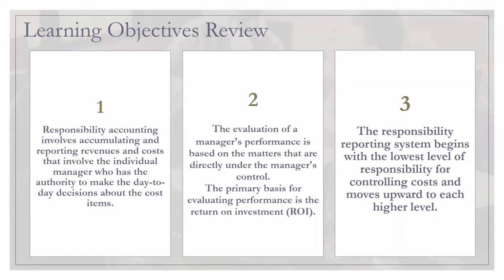Now we move on to the review of the learning objectives. The first, responsibility accounting, involves accumulating and reporting revenues and costs that involve the individual manager who has the authority to make the day-to-day decisions about the cost items. The evaluation of a manager's performance is based on the matters that are directly under the manager's control. The primary basis for evaluating performance is the return on investment. And the responsibility reporting system begins with the lowest level of responsibility for controlling costs and moves upward to each higher level.